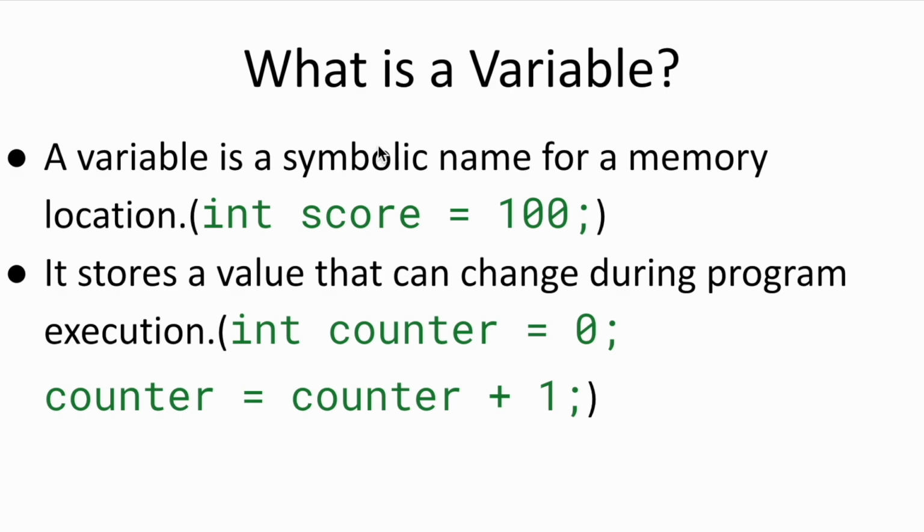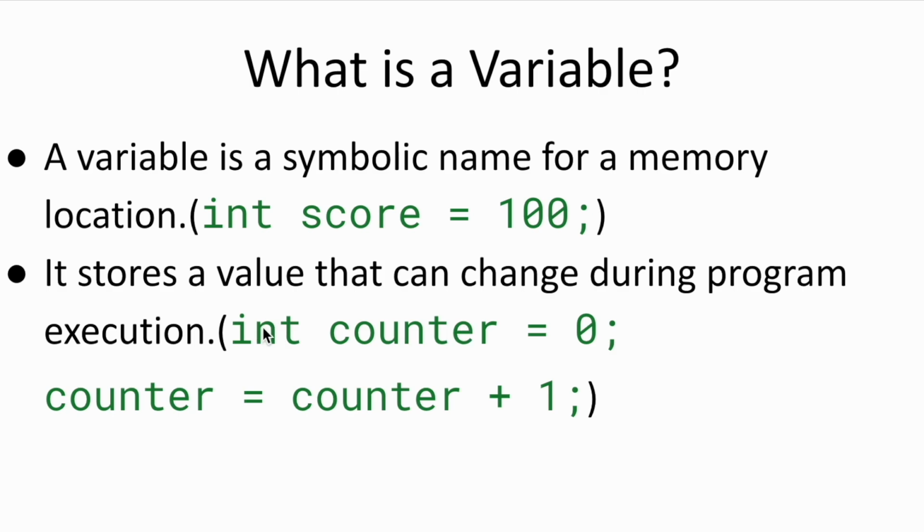This abstraction is what makes programming accessible. But understanding the concrete reality underneath it is what makes you powerful. A variable stores a value that can change during program execution. That's actually where the word variable comes from. It's not fixed, it's a named storage location in memory whose content can be updated as your program runs.